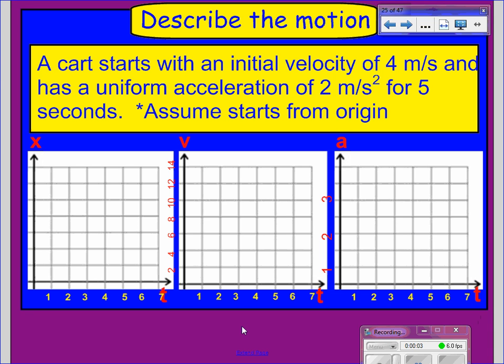In this video lesson, we're now going to look at acceleration quantitatively, or in other words, we're going to use math in order to figure out some information about an object that's in motion. So first, let's look at a graphical approach.